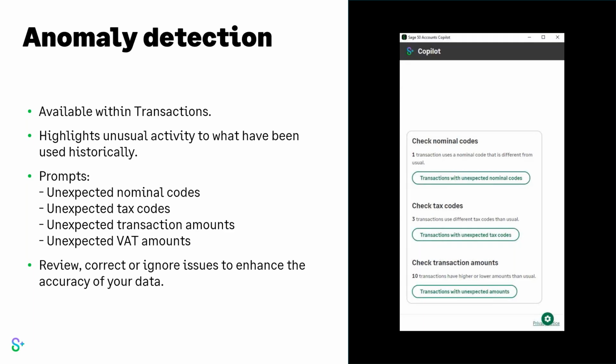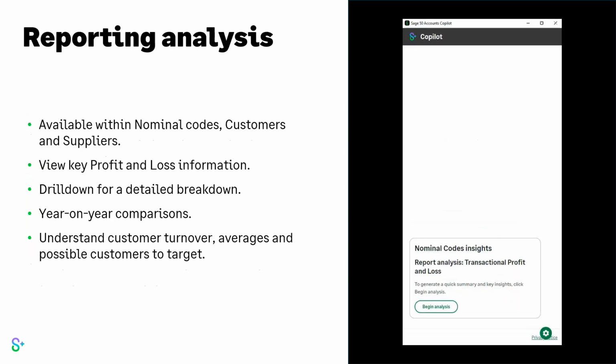The final one I want to quickly mention is the reporting analysis. There's a lot of reporting information available. This has been improved even further with extra enhancements since the original release. We'll be coming back to this one, the one available within nominal codes, a little bit later on in the session. You just go into the Copilot Insight, click the relevant option, and off you go. It'll guide you through that process.